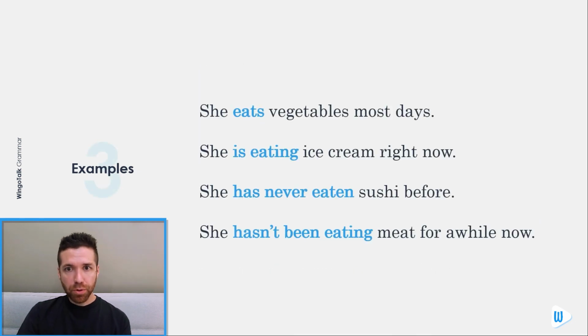She eats vegetables most days. She is eating ice cream right now. She has never eaten sushi before. She hasn't been eating meat for a while now.